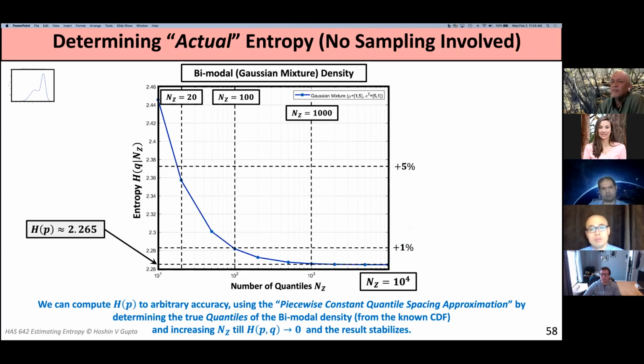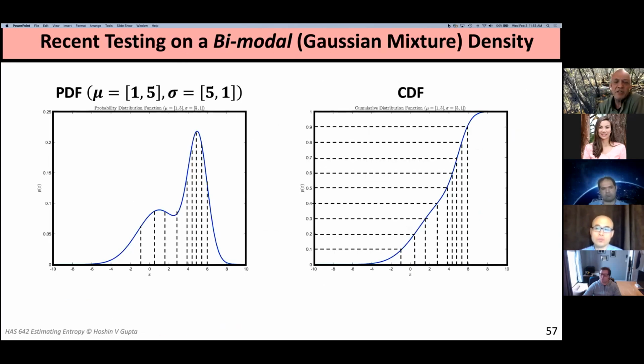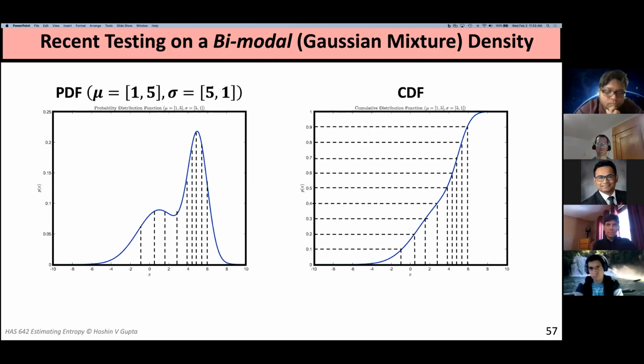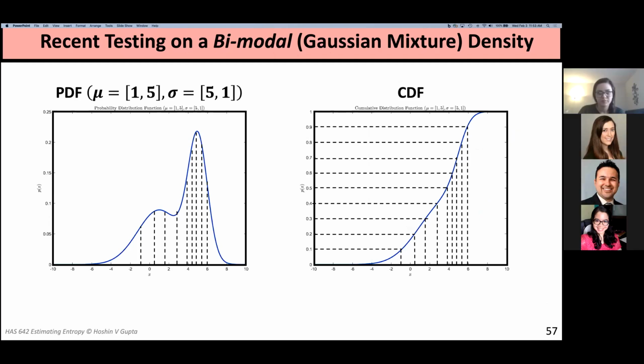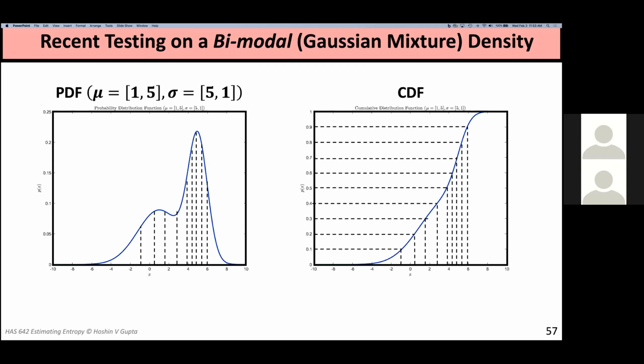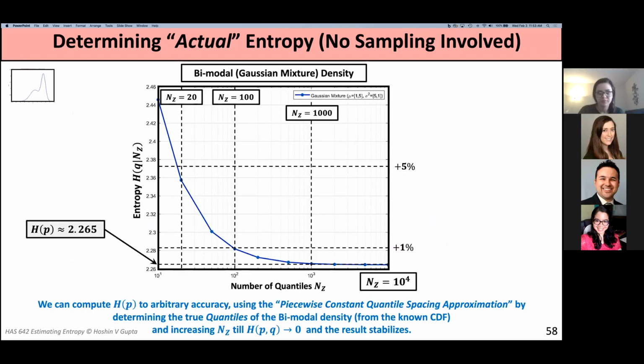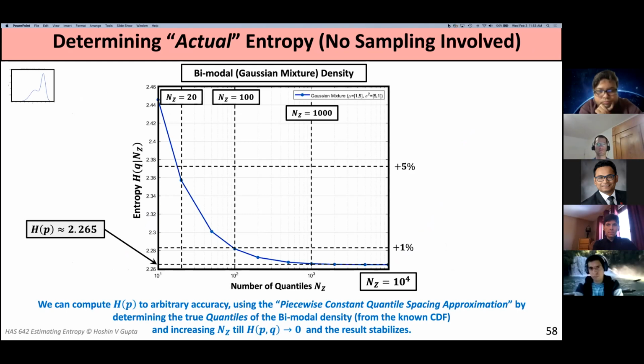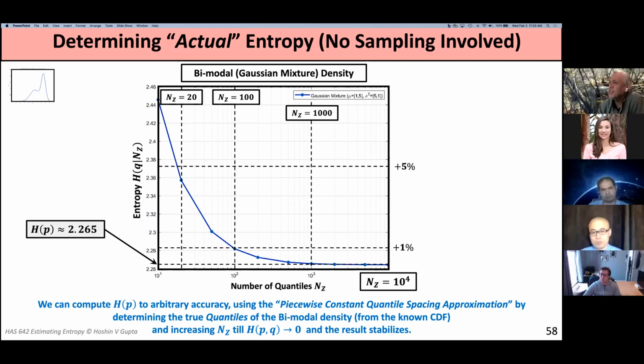In this case, I don't have the theoretical true density entropy. But I can use a piecewise constant approximation using the true quantiles of this distribution and increase the number of quantiles and drive it to infinity to get the Kullback-Leibler divergence to converge to 0, and so get the true entropy. And so we've done that here, and we increase the number of quantiles. For this, it turns out that with 10,000 quantiles, the true entropy is close enough to 2.265, okay, for this particular density.